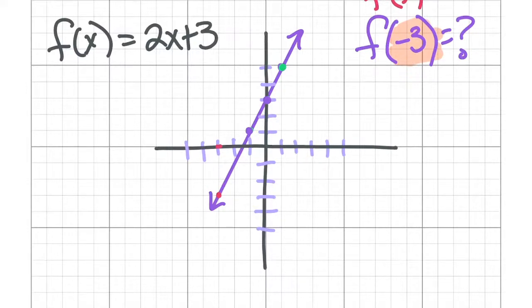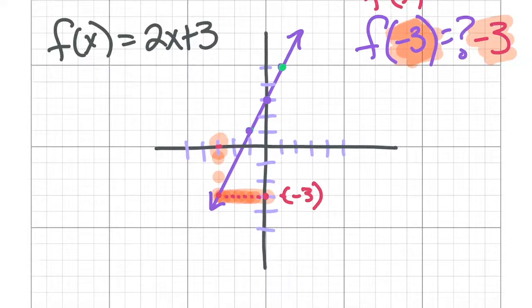Where is that on the y-axis? Negative 3. The answer to this is negative 3. And you can tell because you followed the instructions. You went to negative 3 on the x, and then you went down from there until you touched the graph. It just happened to be that the graph was lined up with negative 3 on the y-axis. This is what you're looking for. f of negative 3 is negative 3.